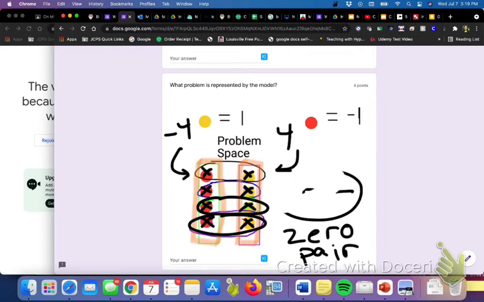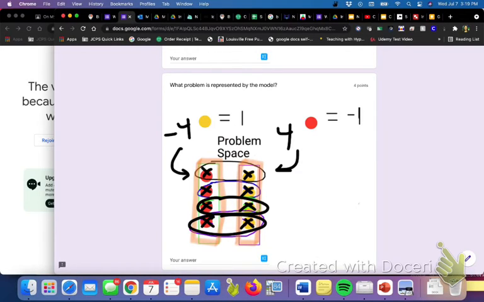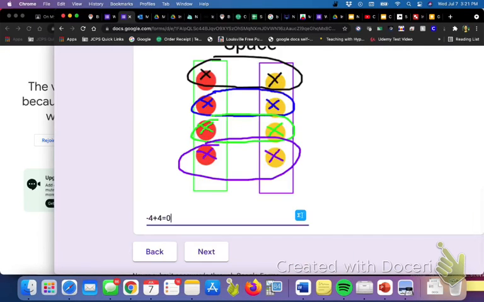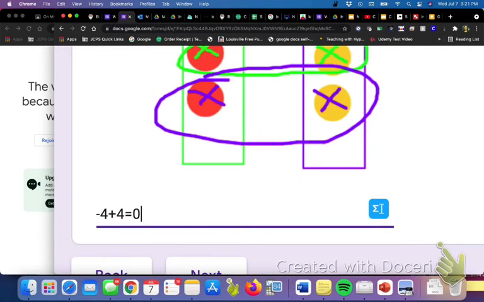So exactly what problem is represented by what we've got here? You had a -4 and a +4 put together into the problem space. So that would be -4 plus +4, and when you combine them, you get a total of 0. If we want to type it into the answer box, we're going to do -4 plus 4 is equal to 0. Remember to not make any spaces, or else it won't quite count it correct.